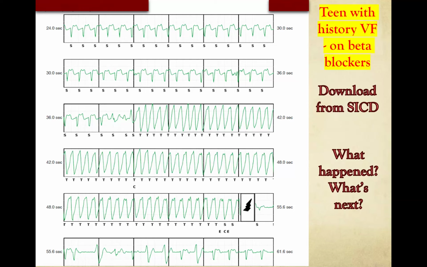This is, by the way, a teenager with a history of VF, resuscitated in the field in the past, and is on beta blockers. I should also mention this is actually nice because up until recently, you could not download SICDs. They could only be interrogated in the office. So only in the last year or two do we have the ability to do remote SICD checks, which is really nice. Unfortunately, a number of our patients, and I'd say most of them who have SICDs, have the older model that does not allow for remote monitoring. So I'm sorry to interrupt. Go ahead.